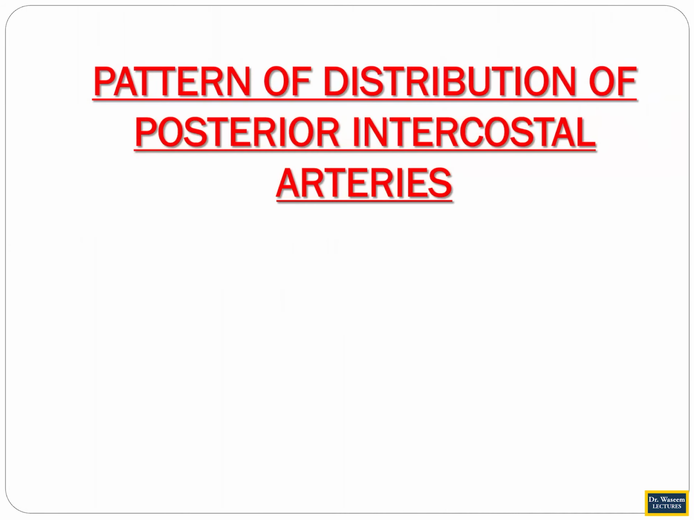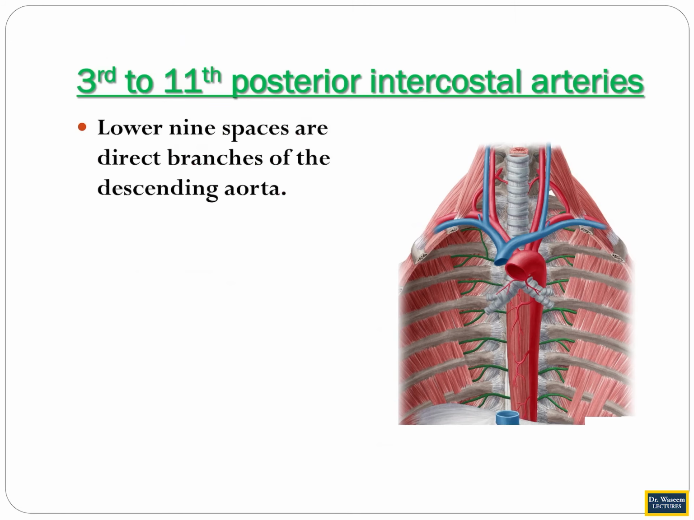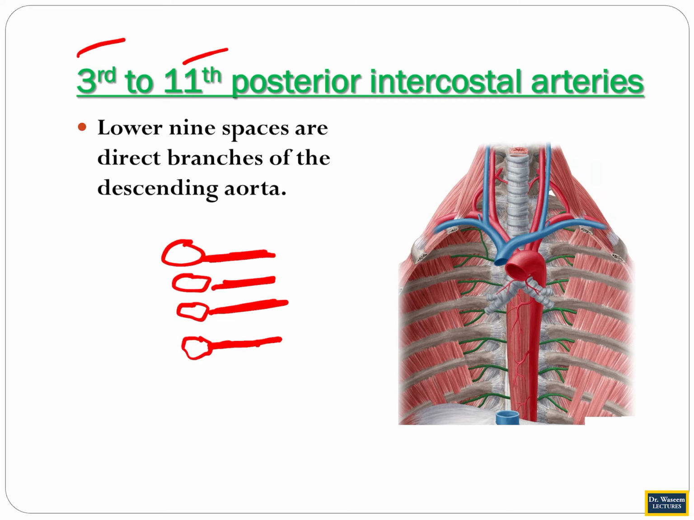Now, as far as the posterior intercostal arteries are concerned, see the pattern. We have actually no problem with the posterior intercostal arteries. Leave the 1st and 2nd posterior intercostal spaces, and go straight to the 3rd and the 11th space. If I am telling you the 3rd space, say this is the 1st rib from behind, this is the 2nd rib, this is the 3rd rib, and this is the 4th rib. So here should be the 4th thoracic vertebra, here the 3rd, here the 2nd, here the 1st thoracic vertebra. This is my 1st space, this is my 2nd space, this is my 3rd space.